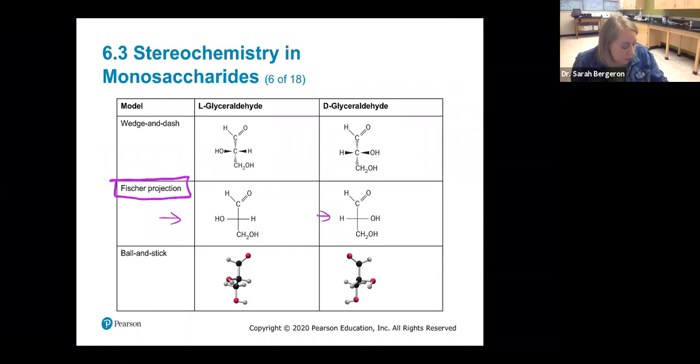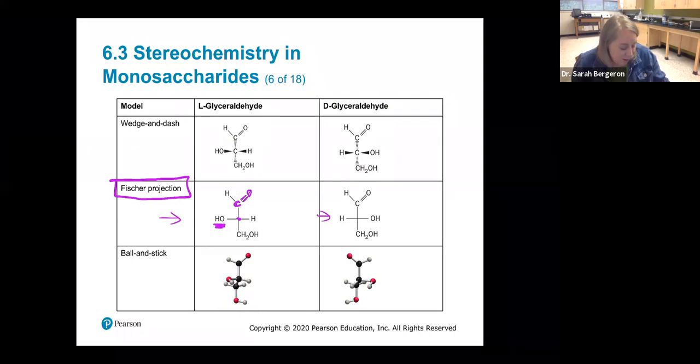So what you're going to do is find your carbonyl, right? So we have our carbonyl. Now find your chiral carbon that is farthest away from that carbonyl. Well, I only have one. There's only one chiral carbon, and that's this one right here. So if we designate it as L, it's going to be super easy. The alcohol is going to be on the left. So L, alcohol on the left, right?